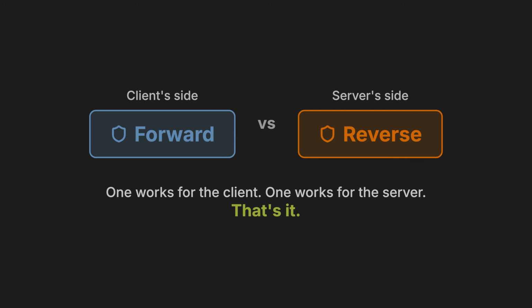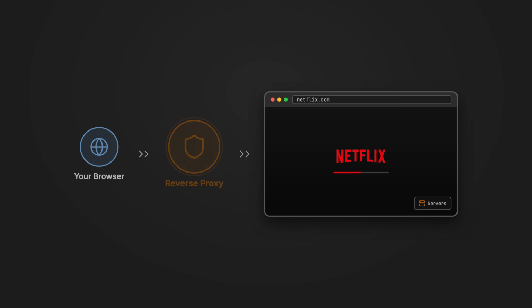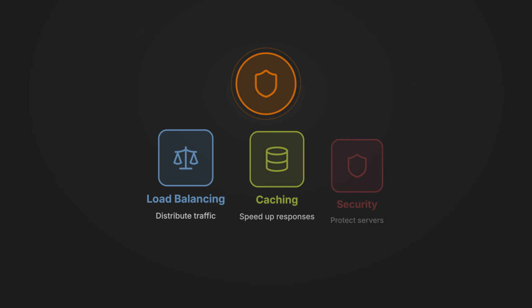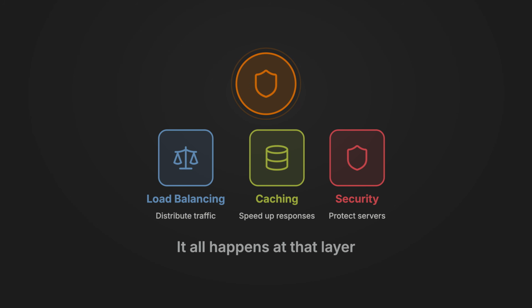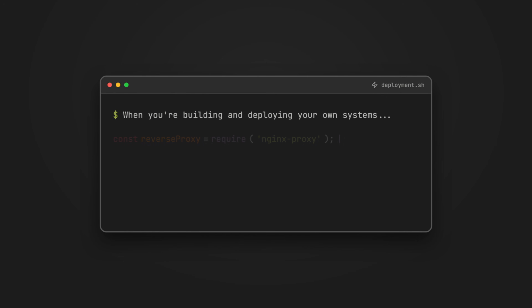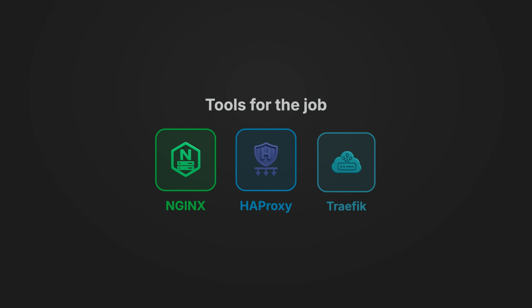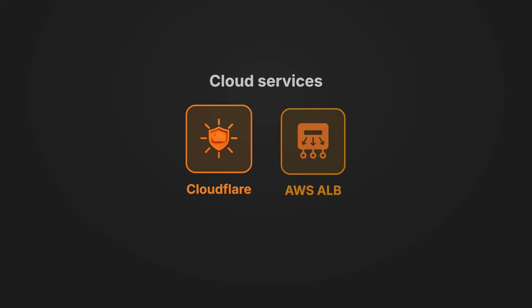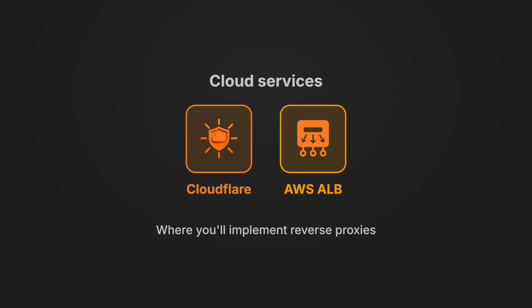That's it. Every large-scale application you use, Netflix, YouTube, most production systems, runs behind a reverse proxy. Load balancing, caching, security, it all happens at that layer. When you're building and deploying your own systems, tools like nginx, HAProxy, Traefik, or cloud services like Cloudflare and AWS ALB are where you'll implement this.